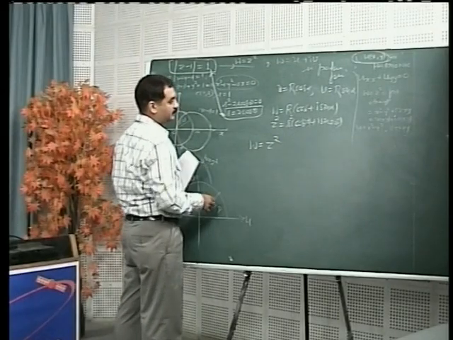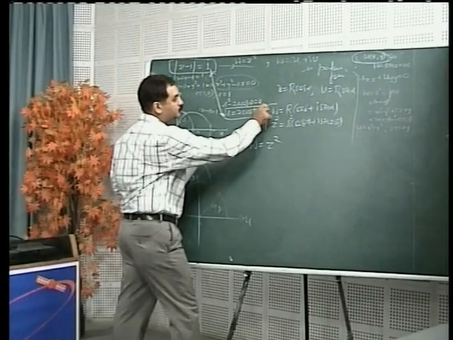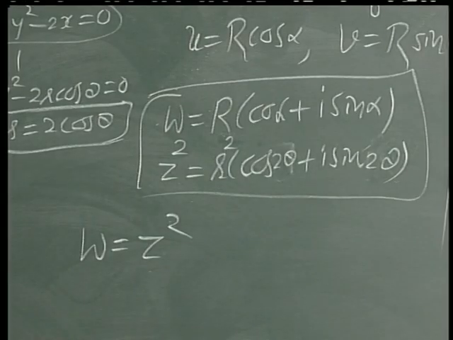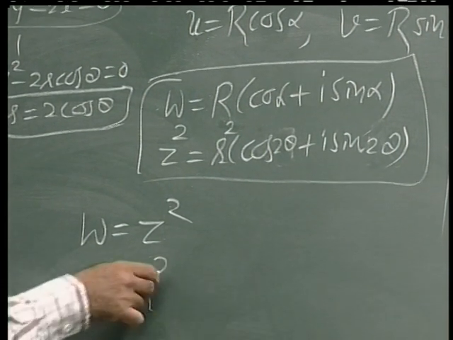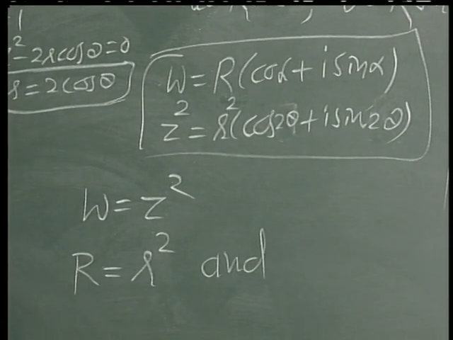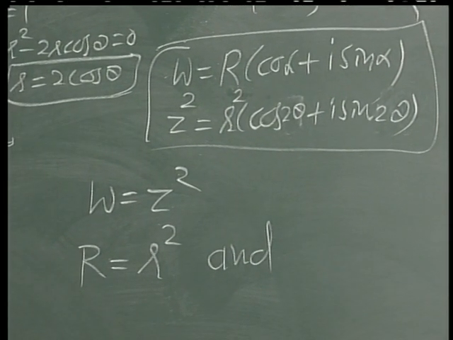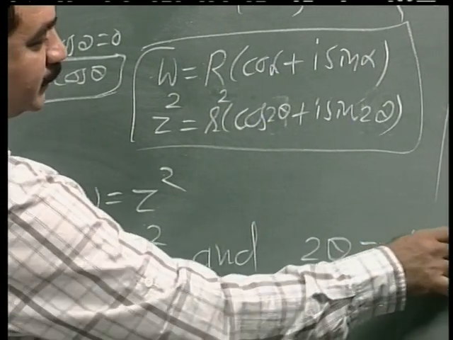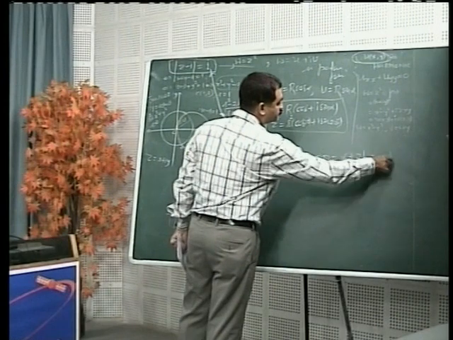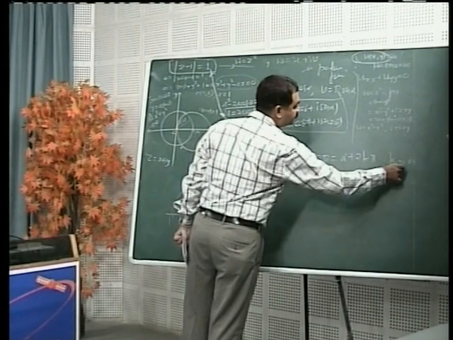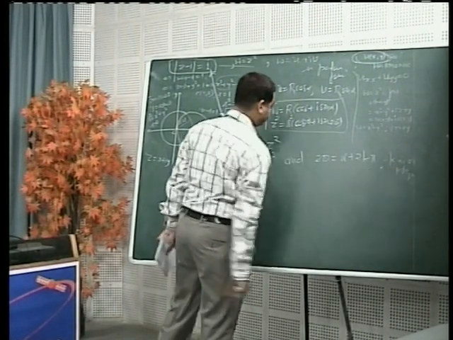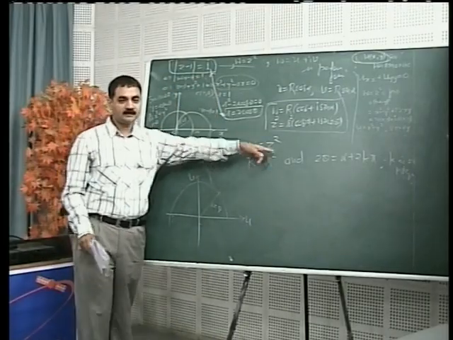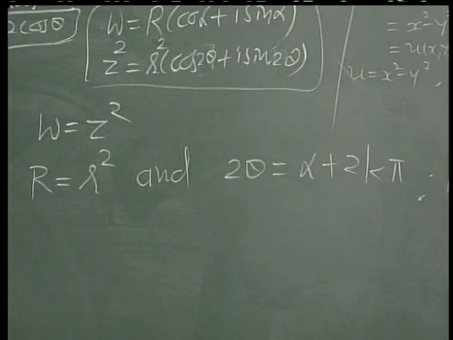W equals z squared, and therefore, by equality of two complex numbers that we have studied in earlier standards, their radii are equal. So we get R equals r squared, and their arguments differ by 2k pi. So we get 2 theta is alpha plus 2k pi, where k is an integer. Equality of two complex numbers, we know it very well.